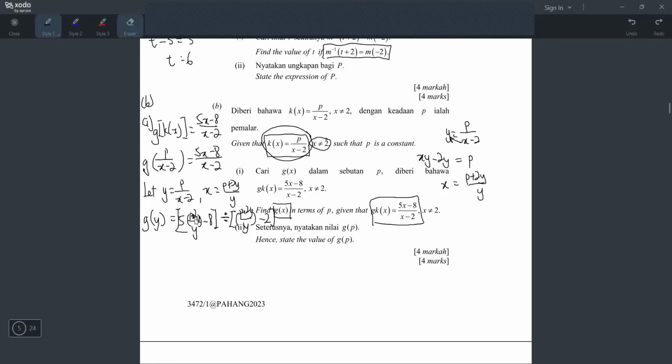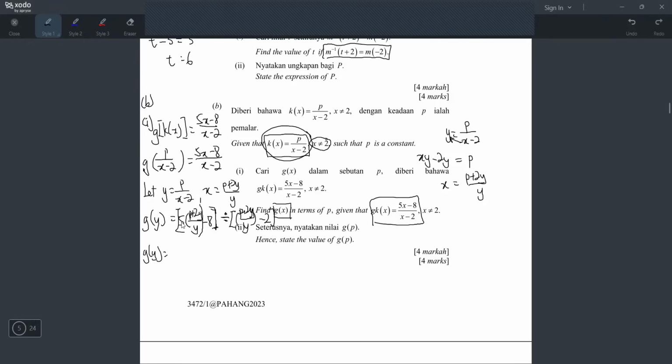Okay, let me just write nicely because my handwriting is very ugly. Okay, 5, what is it just now? X minus 8. So the x is this, p plus 2y over y. Okay, and then minus 8, close bracket. This one also got a bracket here. And then this one is p plus 2y over y minus 2. Okay, so now I can find my gy.